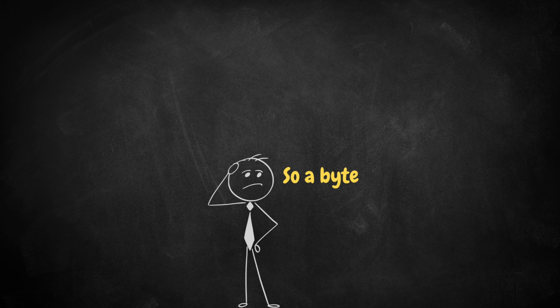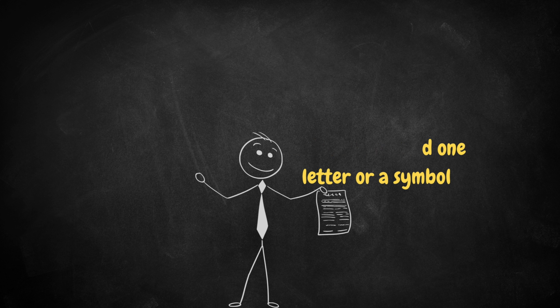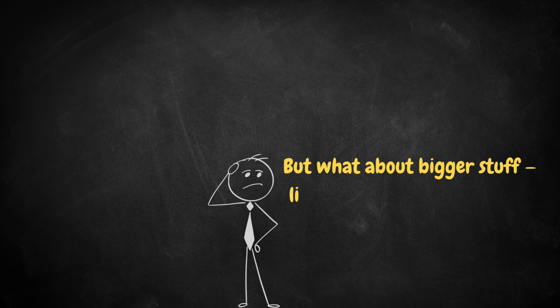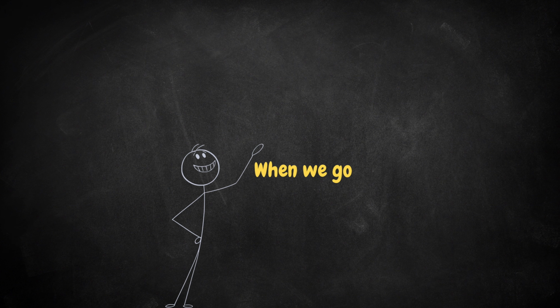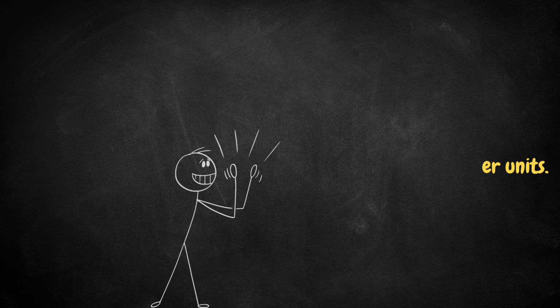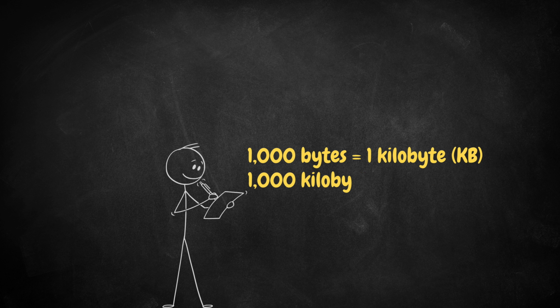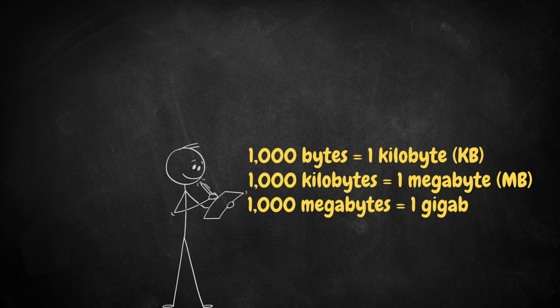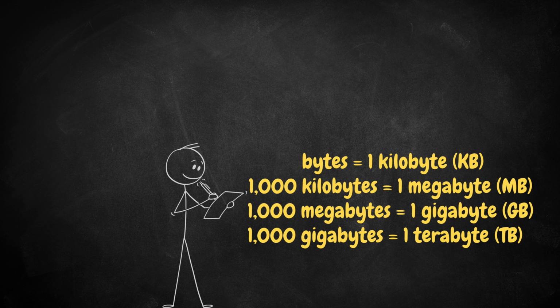Okay. So a byte is 8 bits and that can hold one letter or symbol. But what about bigger stuff like photos, videos, or games? Great question. When we go beyond bytes, we start grouping them into bigger units. For example, 1000 bytes equals 1 kilobyte, and 1000 kilobytes equals 1 megabyte, and 1000 megabytes equals 1 gigabyte, and 1000 gigabytes equals 1 terabyte.